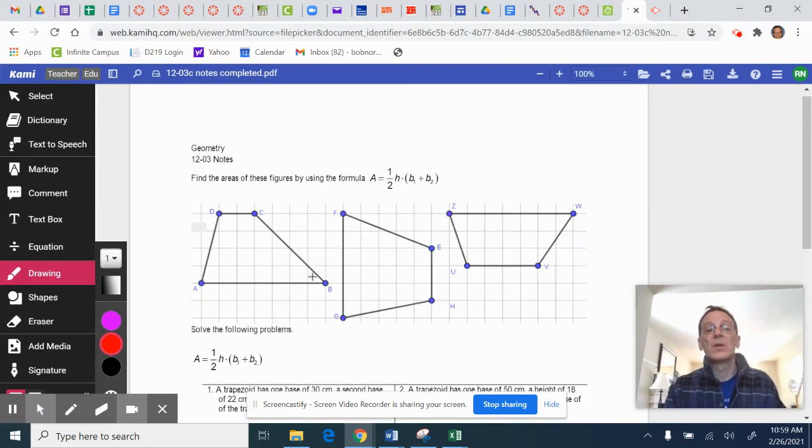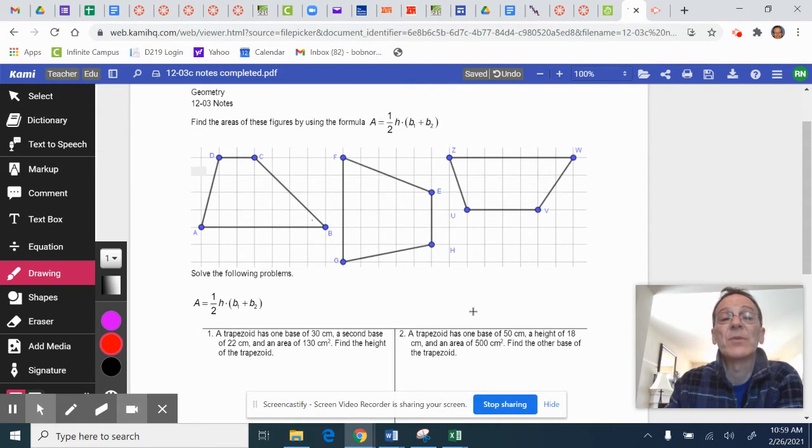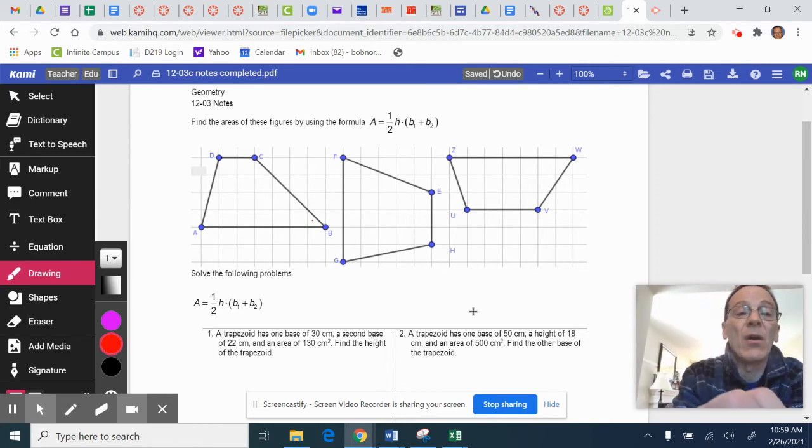Here we go. So here's the problems we're going to work on today. Not too many today. Find the areas simply of these trapezoids by using that formula. Okay. So we have to identify the bases. We have to identify the height. Again, the bases are always the two parallel sides.